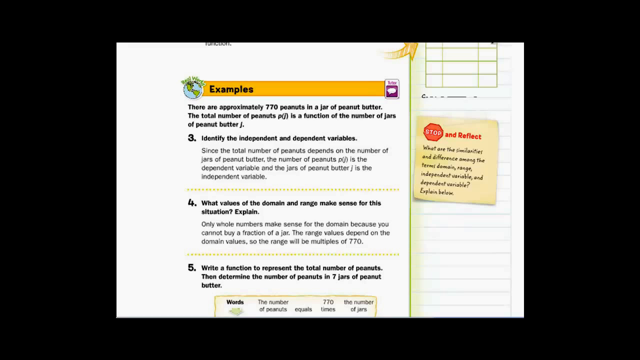So that would be an independent variable. So the number of peanuts that you're talking about is dependent because it depends on how many jars you choose. So number 4 here says, what values of the domain and range make sense for this situation?